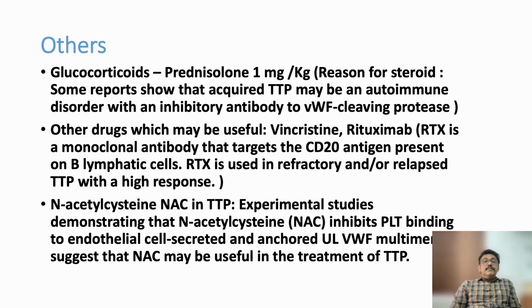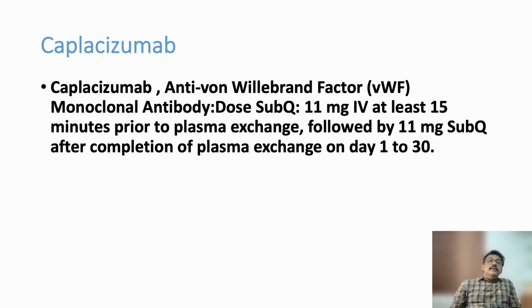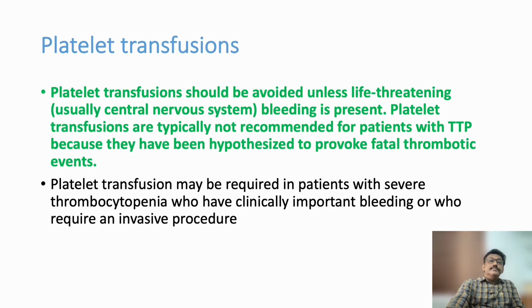N-acetylcysteine is an experimental drug that also can be given in patients with TTP, but it's not a definitive drug. Another new drug is caplacizumab, an anti-von Willebrand factor antibody fragment. The dose is 11 mg IV at least 15 minutes prior to plasma exchange, followed by 11 mg subcutaneous after completion of plasma exchange, for 1 to 30 days.